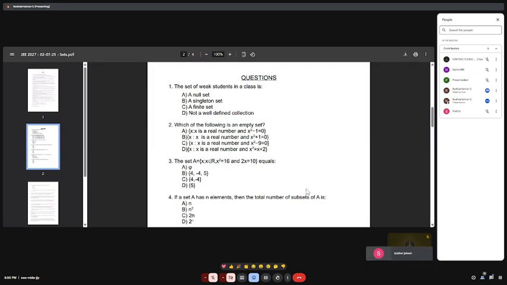Okay. So let's look at the problem number 4. If a set A has n elements, the total number of subsets. We just now saw that. I explained that. So what is the answer to this? 2 power n. It is 2 power n. Very good.